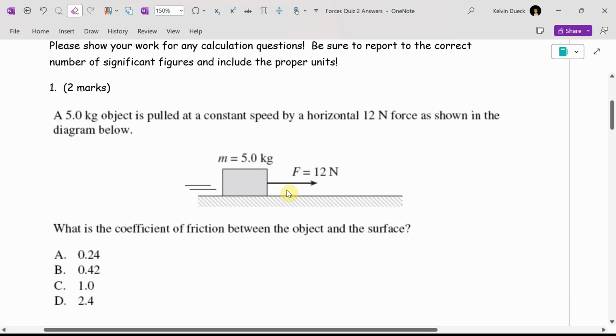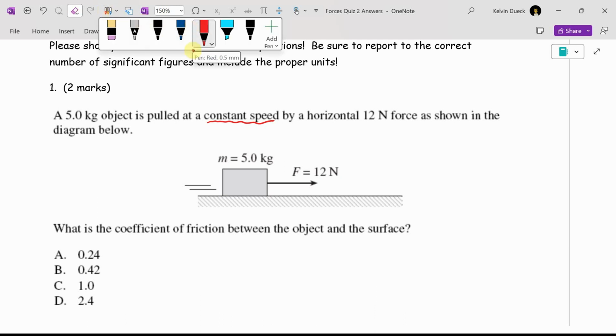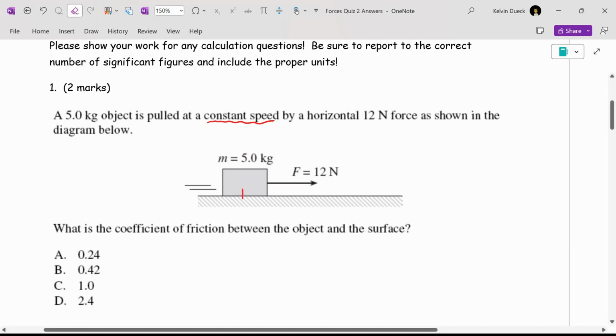So, number 1 said this: an object is pulled at a constant speed. Pretty much anytime I see that phrase, I underline it. What that means in this case is that forces are balanced. A is 0. The net force is 0. Those are different ways to say the same thing. It wants the coefficient of friction.